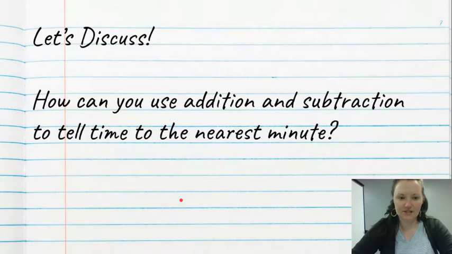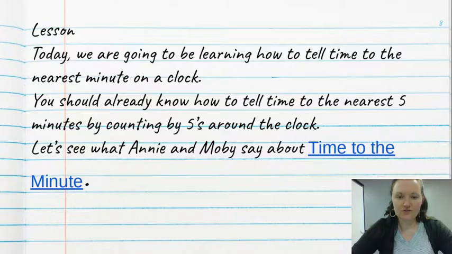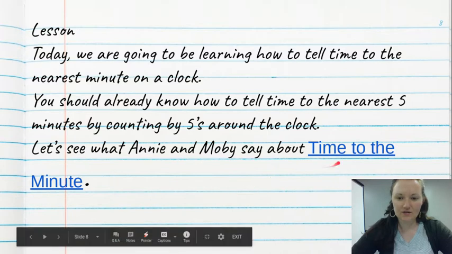Now, let's discuss, how can you use addition and subtraction to tell time to the nearest minute? Okay, that would be kind of tricky. So we're going to answer that one in our lesson. Today we're going to be learning how to tell time to the nearest minute on a clock. You should already know how to tell time to the nearest 5 minutes by counting by fives around the clock. So let's see what Annie and Moby say about time to the minute.